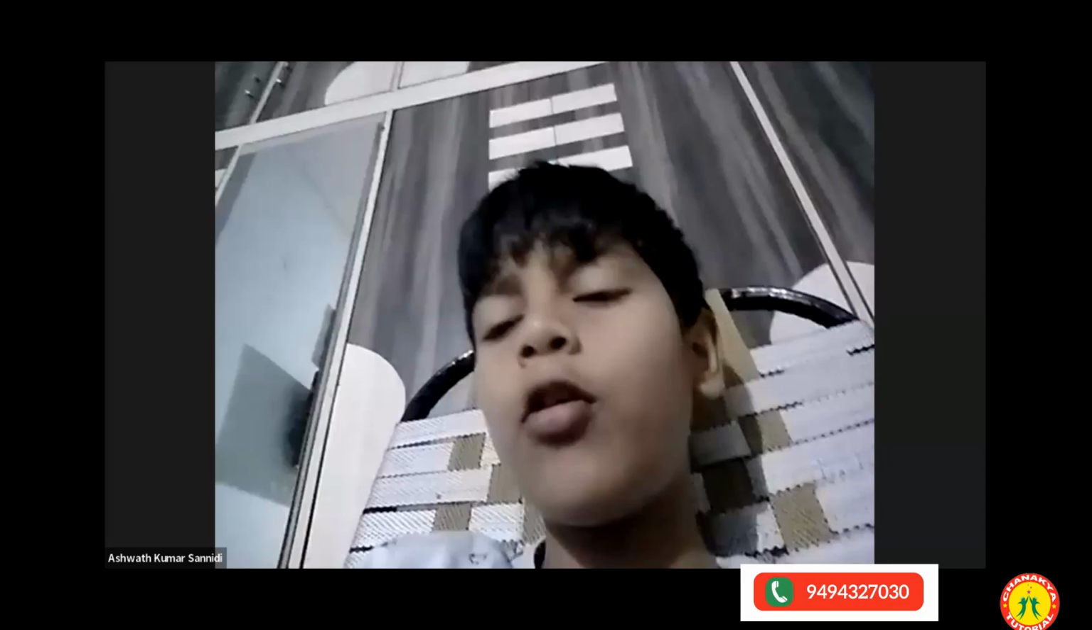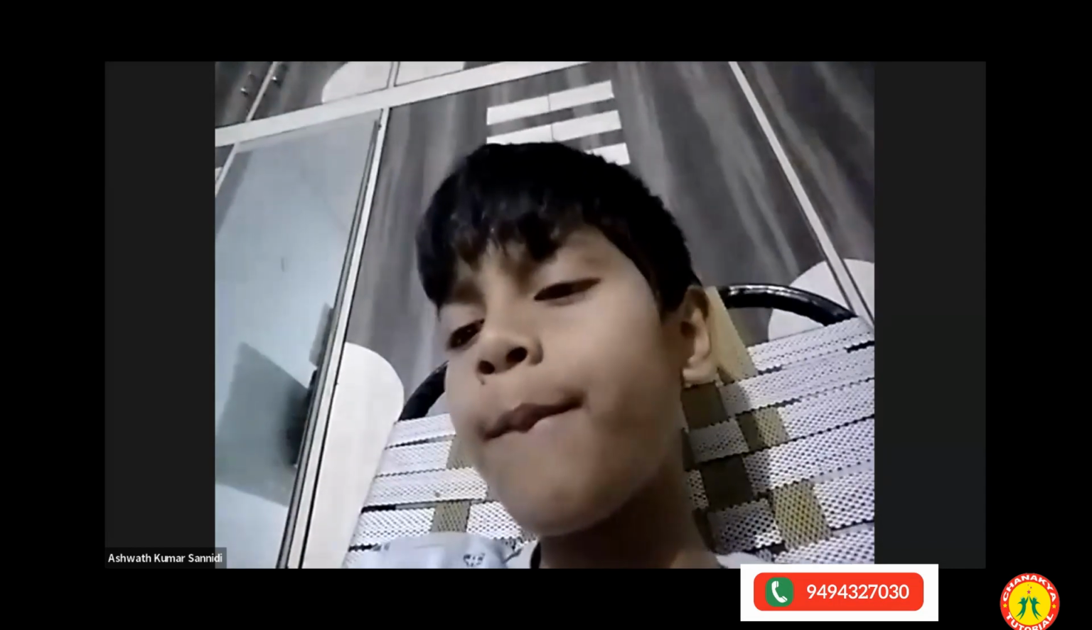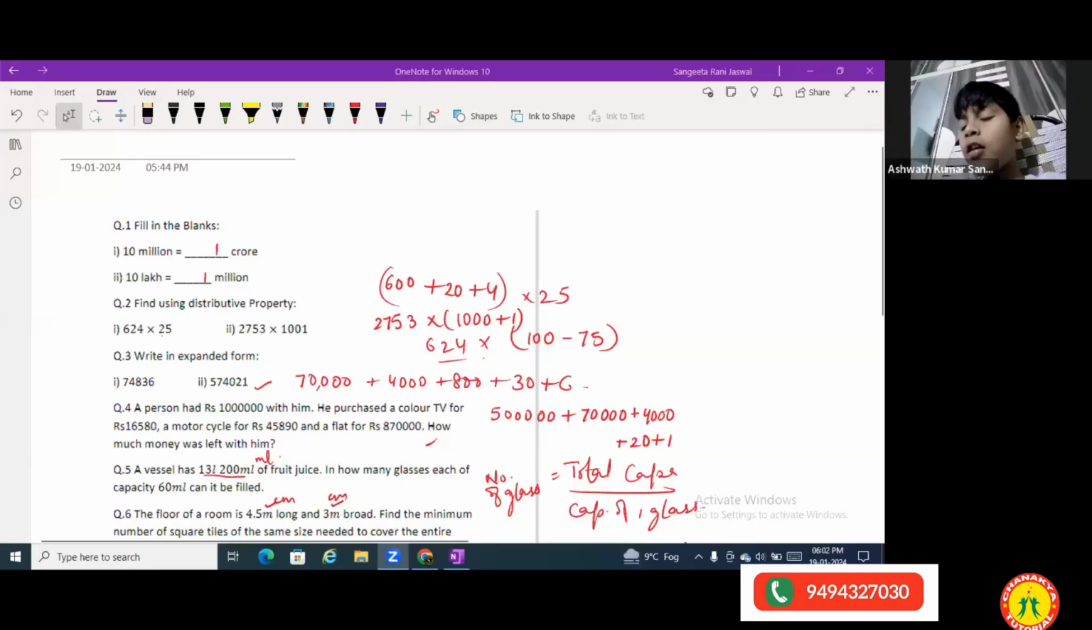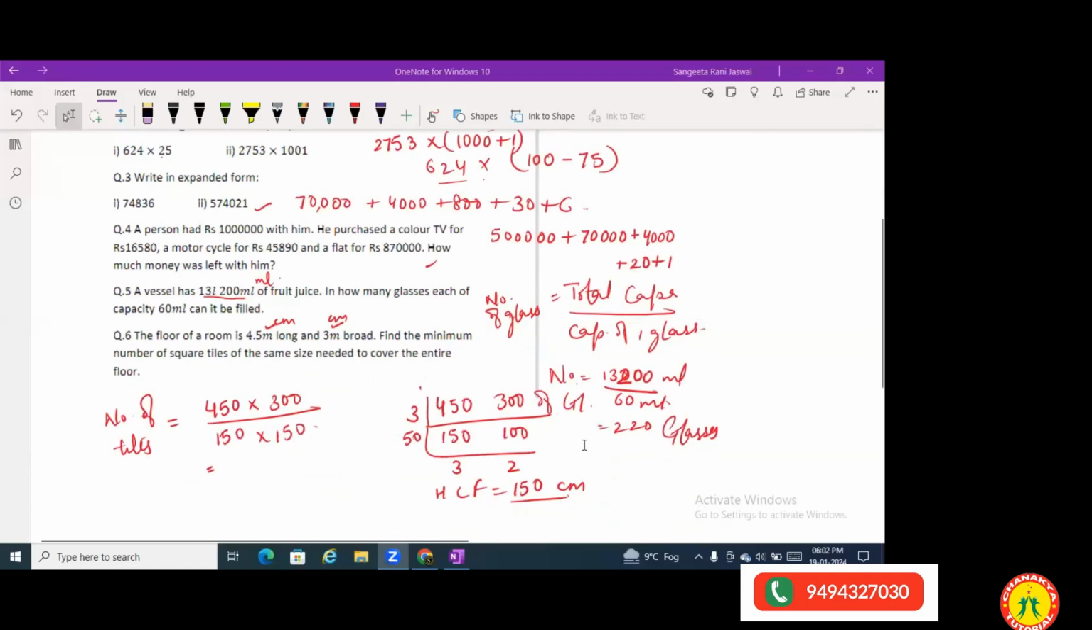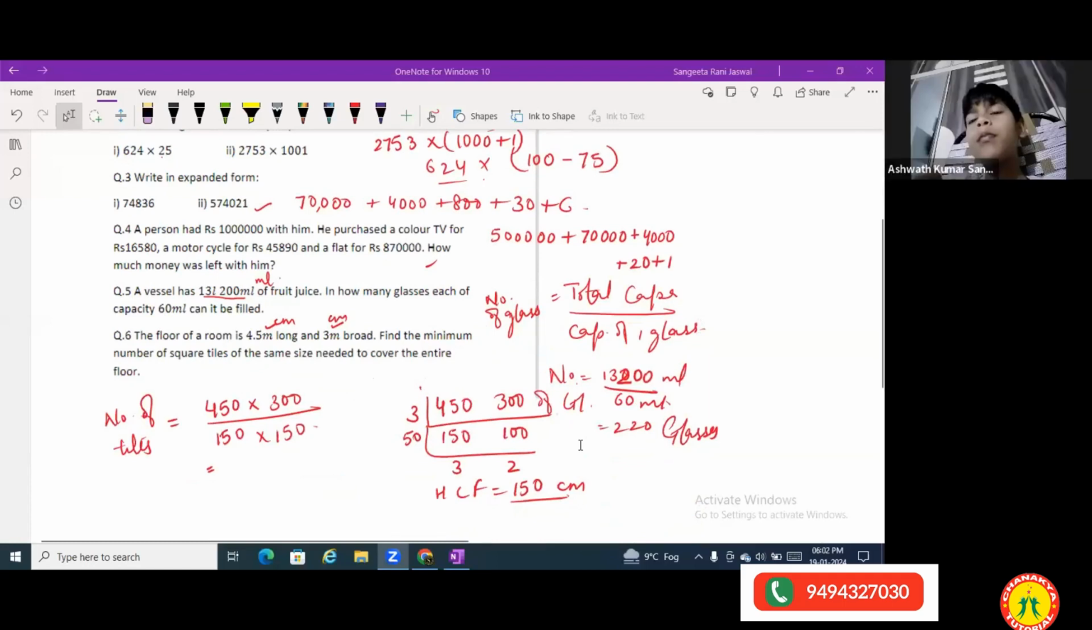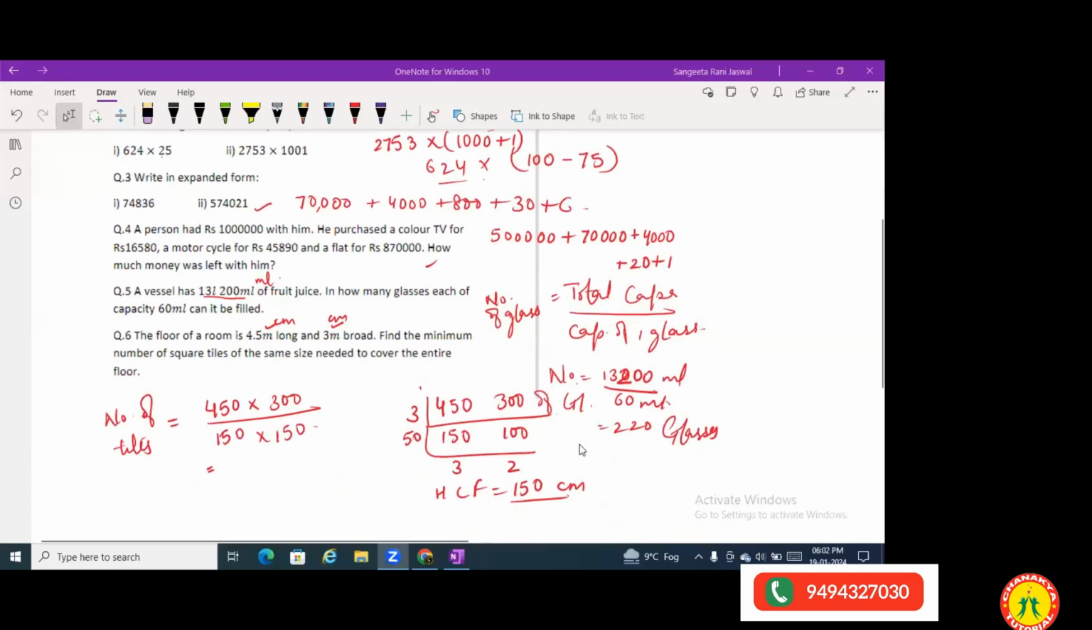So you understood, ma'am, what is the area of the room? What is the area of the room? Area of the room is here. I have just directly written like this. Area of the room is length into the breadth.